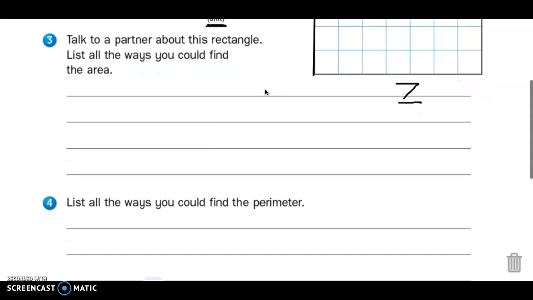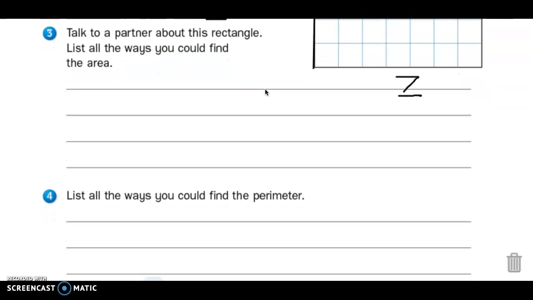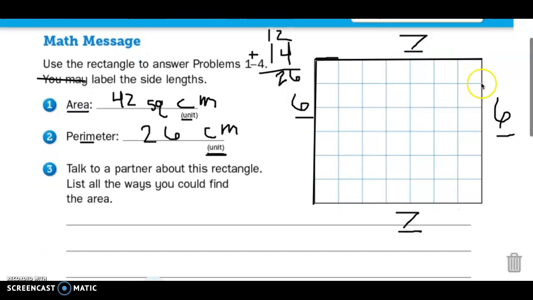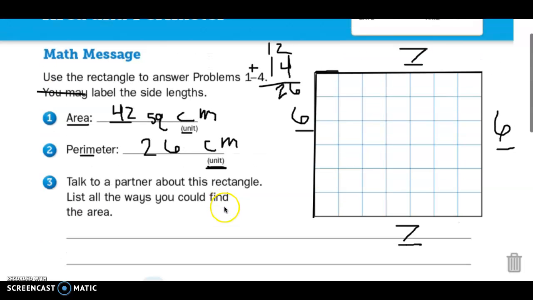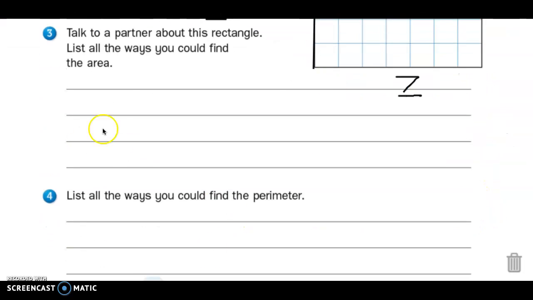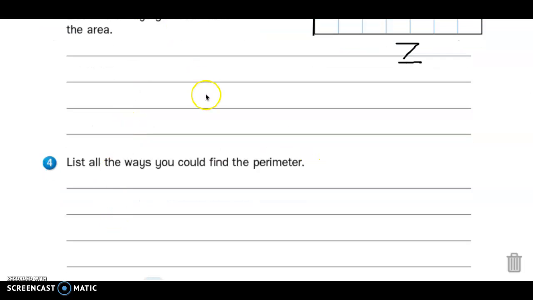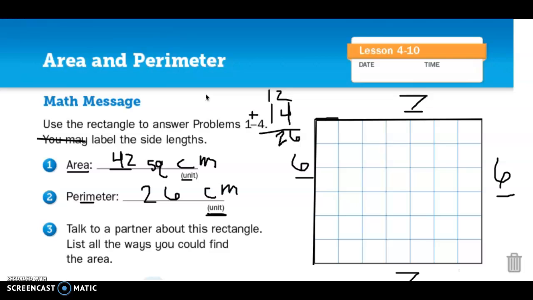Awesome. Number 3 says, talk to a partner about this rectangle. List all the ways you could find the area. So talk to someone near you, an adult, a pet. Tell them your strategy to find the area, 42 squares. I kind of talked about 2 ways when we were working through this problem. Number 4 says list all the ways you could find the perimeter. I also gave you 2 different strategies of how you could find this perimeter. Share those with someone around you and jot down your answers. That means write it down. Okay, and then meet me at the next video. Send a picture of this to your teacher.